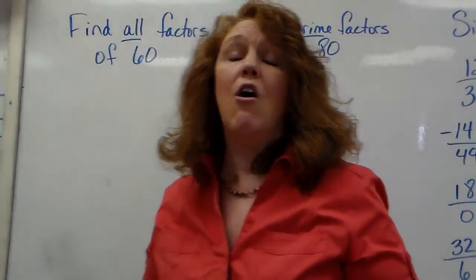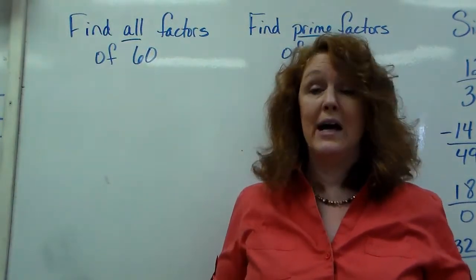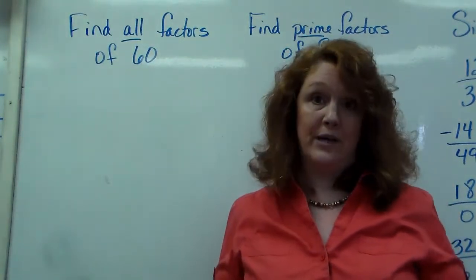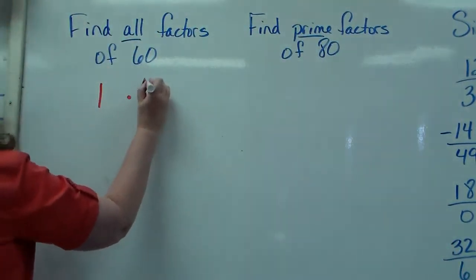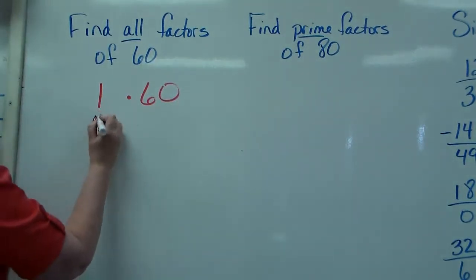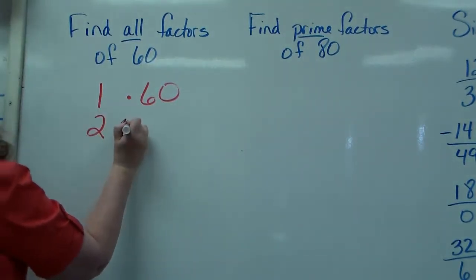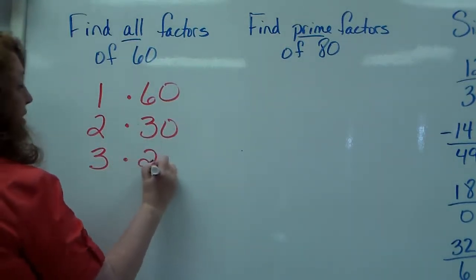When we are finding all of the factors of something, we have to start with one and work our way up until we get to the halfway point. So we're going to start with 1 times 60, and we're going to work our way down through the numbers. The next number is 2. 2 goes into 60 30 times. The next number is 3. 3 goes into 60 20 times.